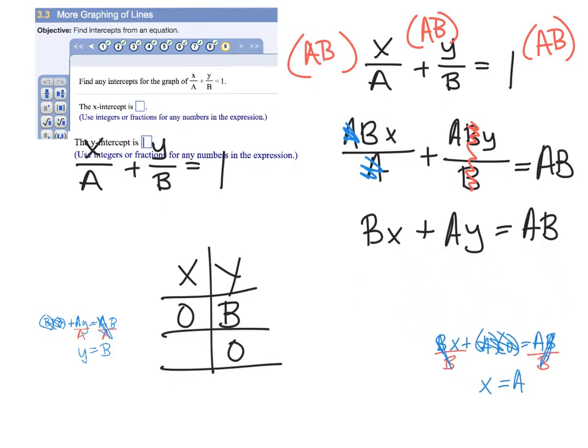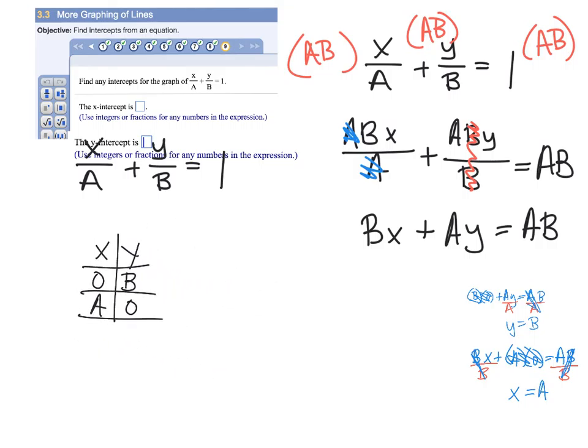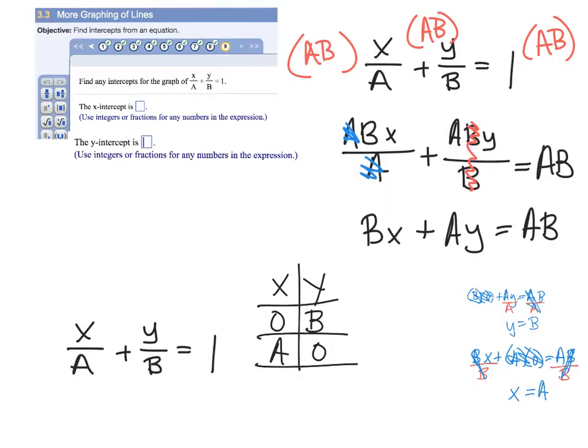So now that we know that x is equal to a, get all my work put away over here, and x is equal to a. So there are our intercepts right here. So what is our x-intercept? Well, when y is 0, x is a. So that a is your x-intercept. And what is our y-intercept? Well, when x is 0, y is b.